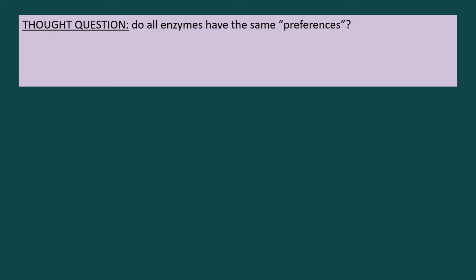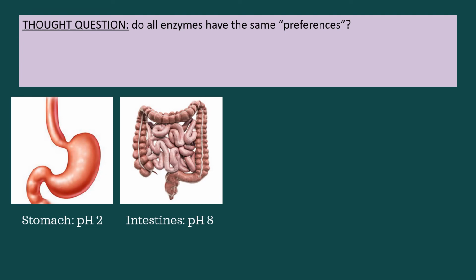Here's a thought question for you to consider. Do you think all enzymes in the entire human body have the same preferences in terms of temperature, pH, and salinity? Well, here's a hint. Some enzymes live in the stomach, which can go down to a pH of 2, which is very, very acidic. But other enzymes can live somewhere else, like in the intestines, that routinely has a pH of 8, which isn't acidic at all. In fact, it's basic.